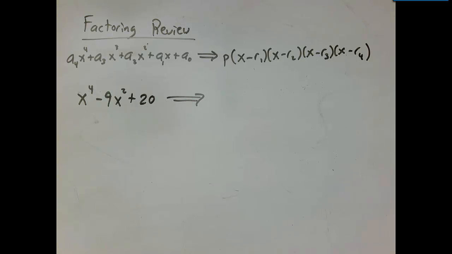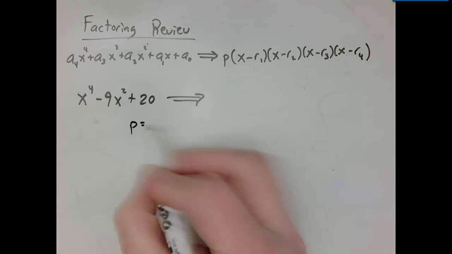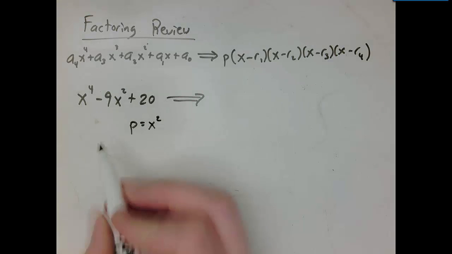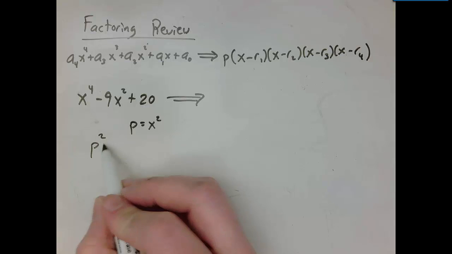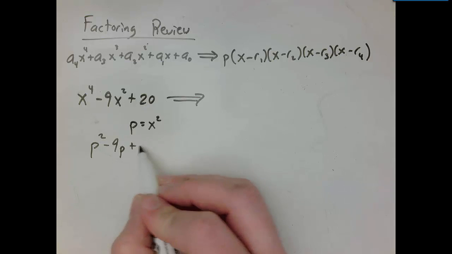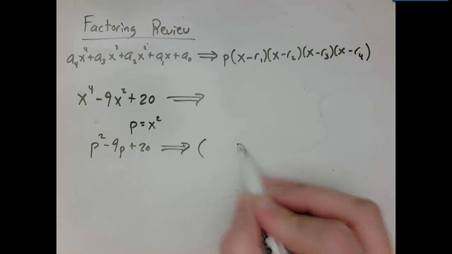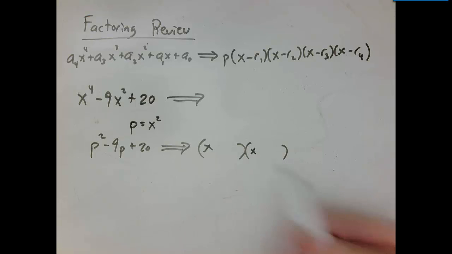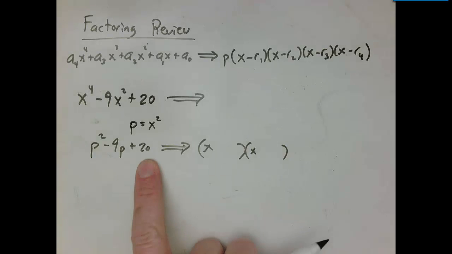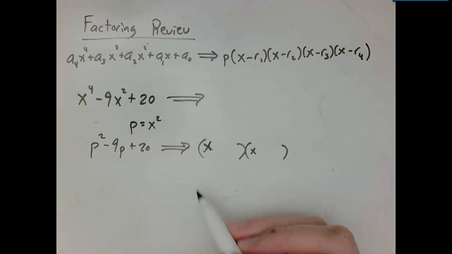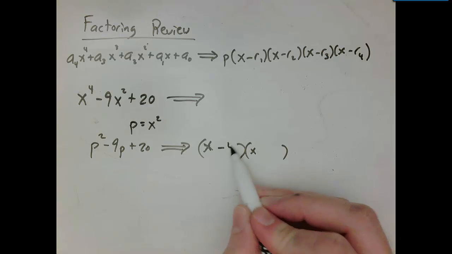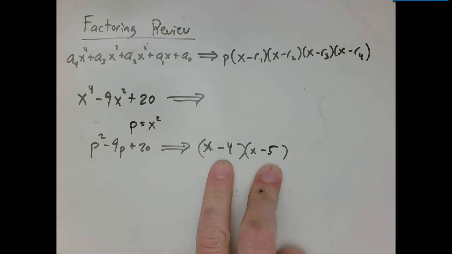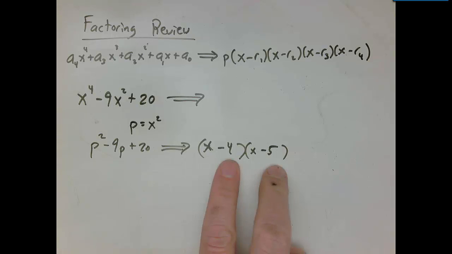Okay, so applying the same technique here, I'll call p x squared. That lets me rewrite this equation as p squared minus 9p plus 20. So here I know I need two numbers that multiply to be 20, but add to be negative 9. I know that 5 times 4 is 20, and 5 plus 4 is 9. So let's think here. If they're both negative, then when they multiply, you'll get positive 20, but when you add, you'll get negative 9.